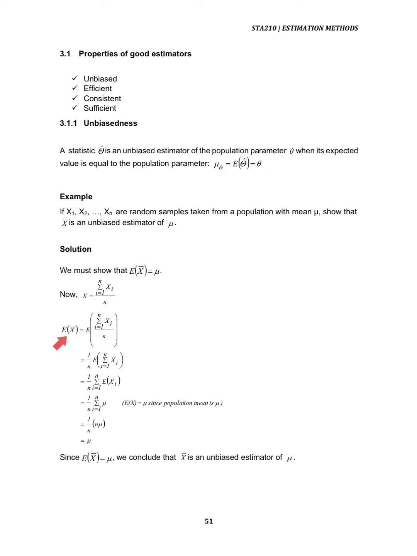So what should we do? We find the expected value of x bar. We already know the formula of x bar, so we substitute it in. We need to find the expected value of the summation of xi over n. Now the constant 1 over n can be taken out, kita boleh keluarkan dia. What remains is the expected value of the summation of xi, i from 1 to n.